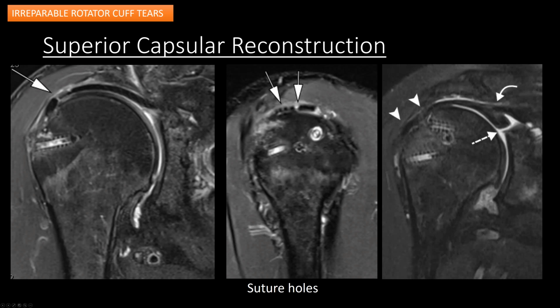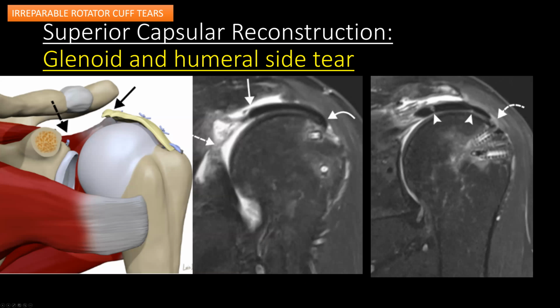Some examples of failure of the superior capsular reconstruction. This illustration shows the detachment of the dermal allograft at the medial margin of the graft from the superior glenoid. That occurs in association with superior translation of the humeral head from the glenoid. And a similar example on the coronal proton density fat-sat MR image showing complete detachment of the medial margin of the graft from the glenoid. The humeral attachment is partially intact.